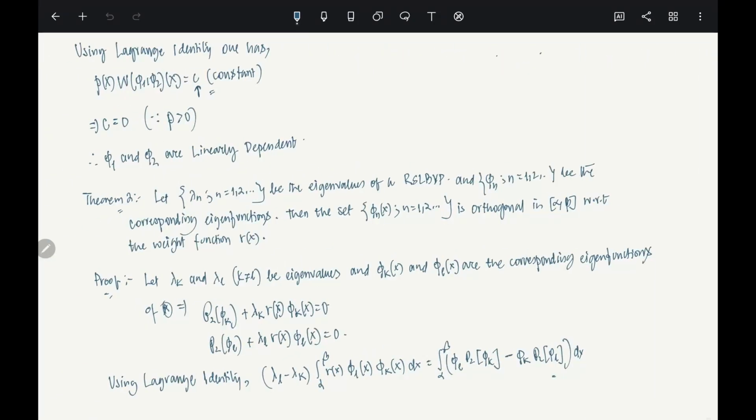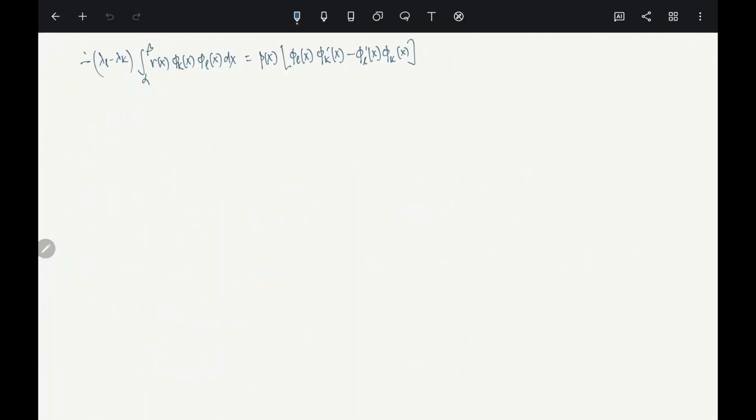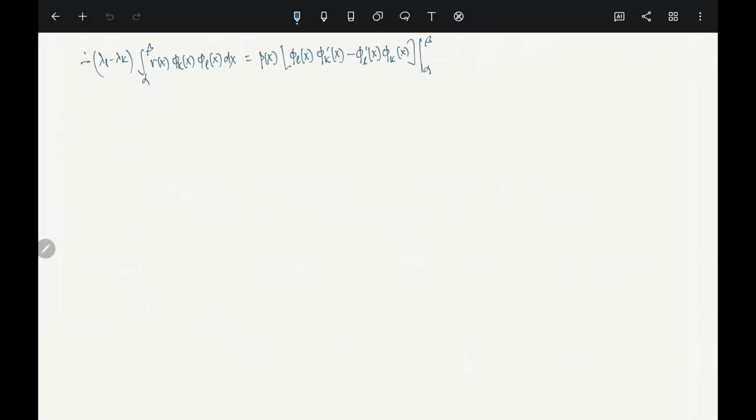Similar sort of thing we got earlier also, exactly the same as what I wrote there. Now this is evaluated between alpha and beta, that is, p times the Wronskian integrated between alpha and beta. So now we have to evaluate what happens to this. Let's understand this. Since phi k and phi l satisfy the boundary data, phi l satisfies the boundary data.